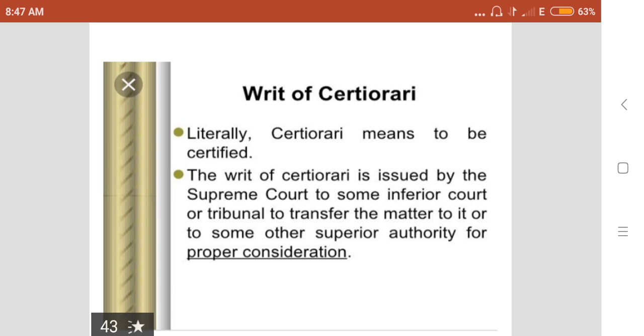Writ of certiorari. Literally, certiorari means to be certified. The writ of certiorari is issued by the Supreme Court to some inferior court or tribunal to transfer the matter to it or to some other superior authority for proper consideration.